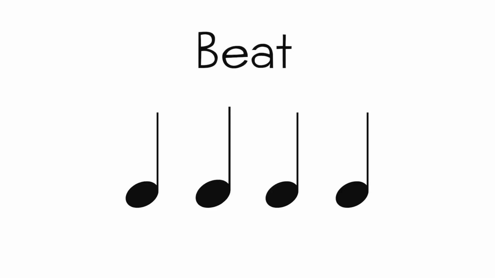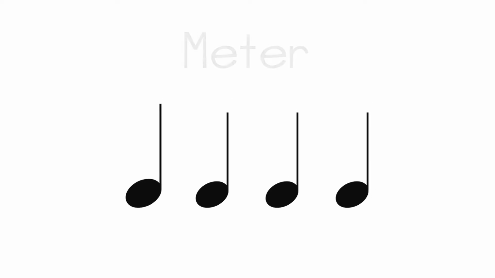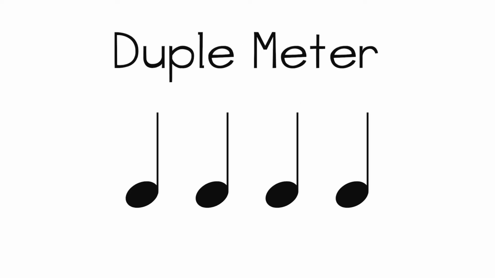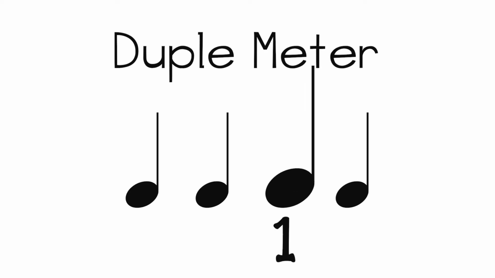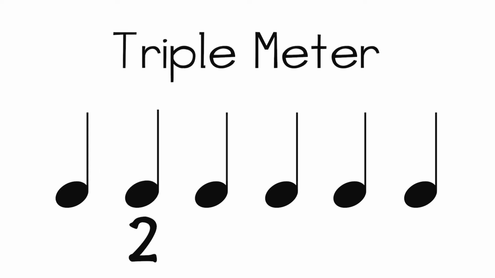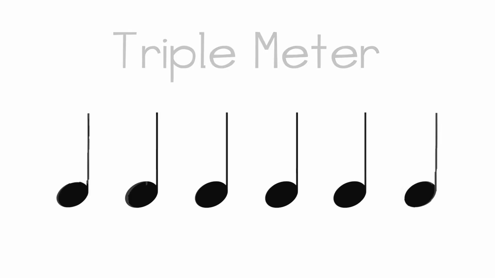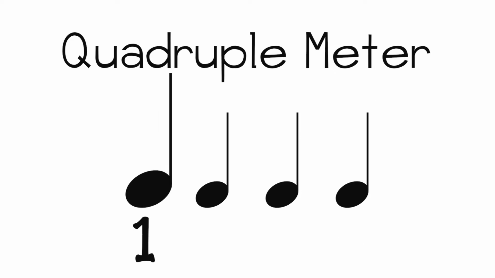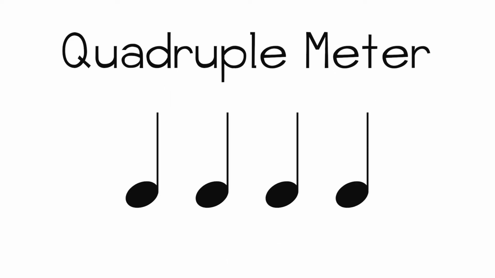A beat is a basic unit for measuring time. A meter is any reoccurring pattern of strong and weak beats. When the beats are stressed every 2 beats, it is called a duple meter. When the beats are stressed every 3 beats, it is called a triple meter. When the beats are stressed every 4 beats, it is called a quadruple meter.